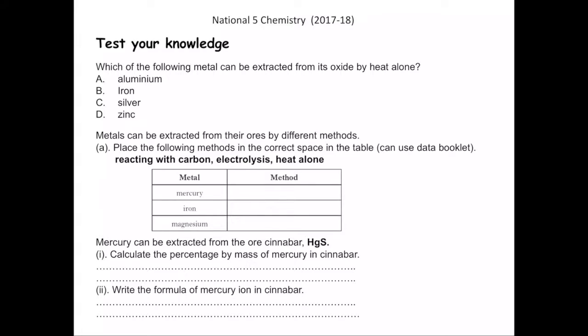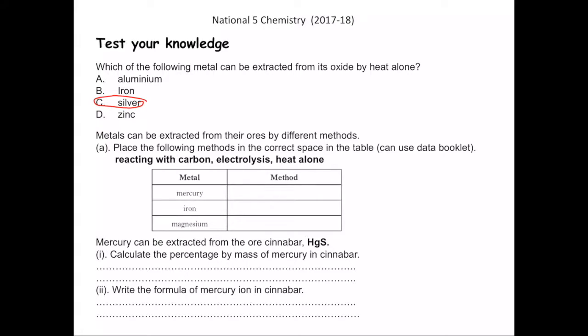So the first question is, which of the following metal can be extracted from its oxide by heat alone? So remember that those metals which are less reactive and which lie in the third group, which we had divided based on the electrochemical series. So A is aluminium, B is iron, C silver, and D zinc. So the answer would be C.